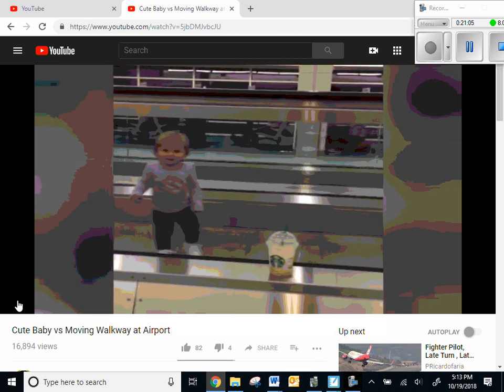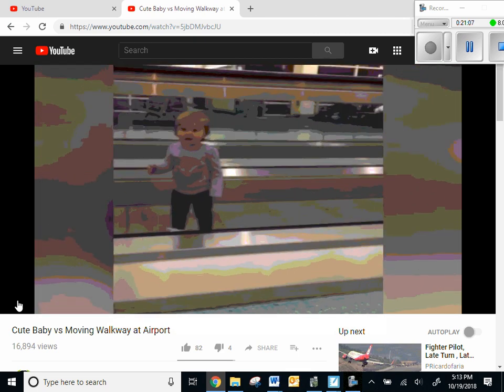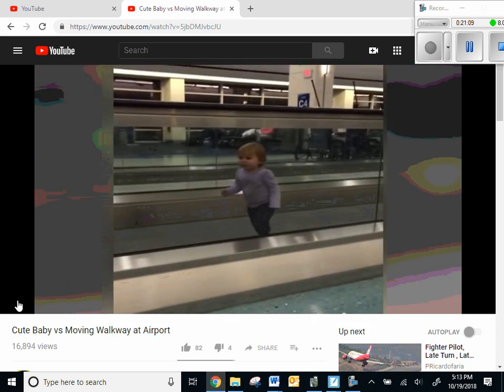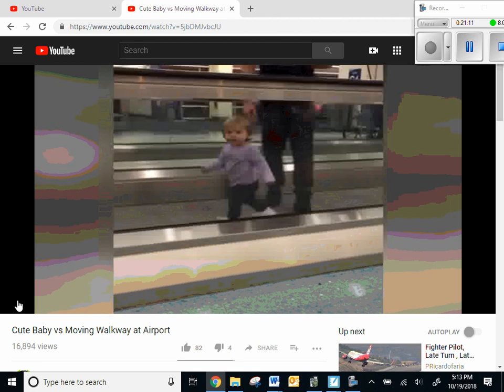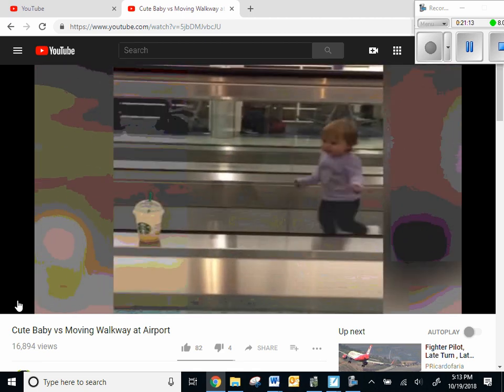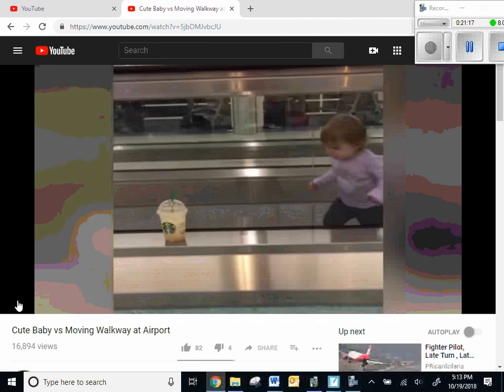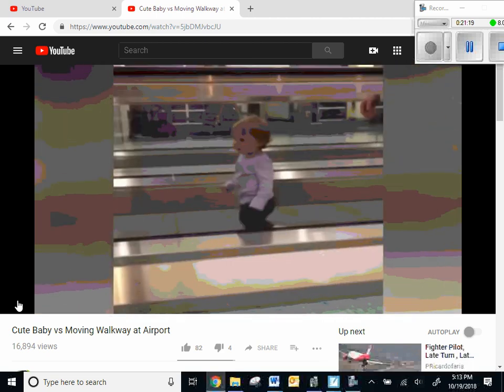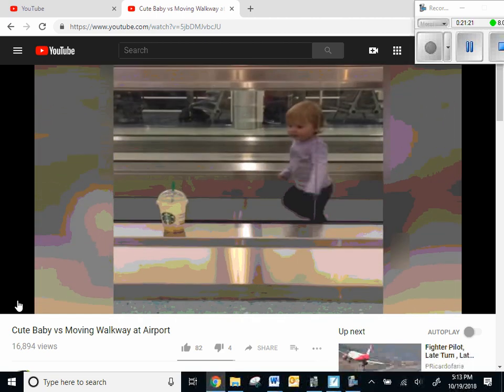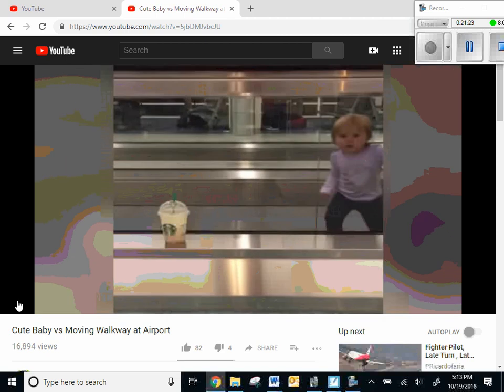So notice when the baby's going with the moving sidewalk, it was moving faster, right? And if it stops, it's still moving because the sidewalk's going. Then as it's going in the opposite direction of that moving sidewalk, even though it's walking, it's not moving. If it wants to actually make up some speed, it's got to go faster than that moving sidewalk.